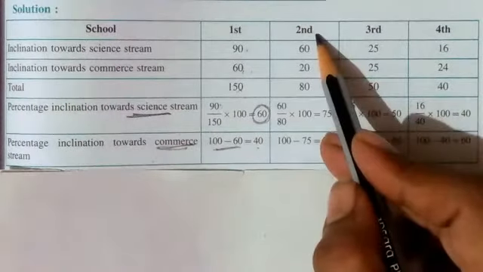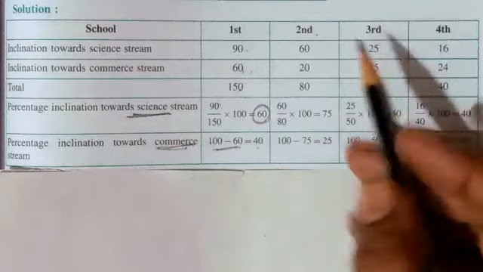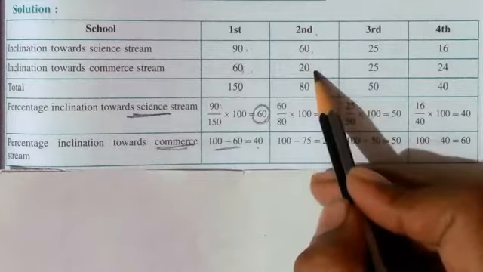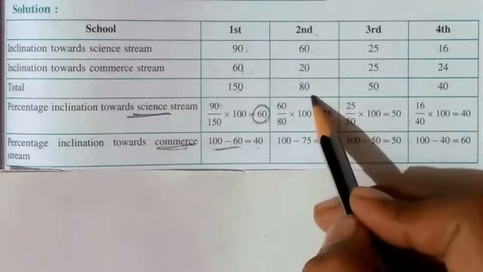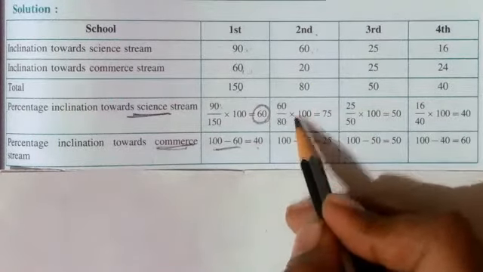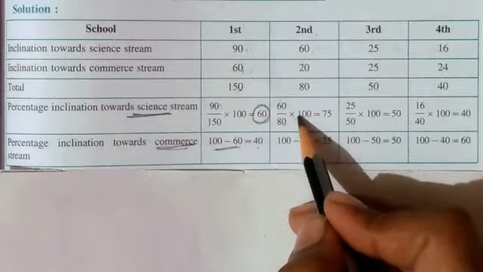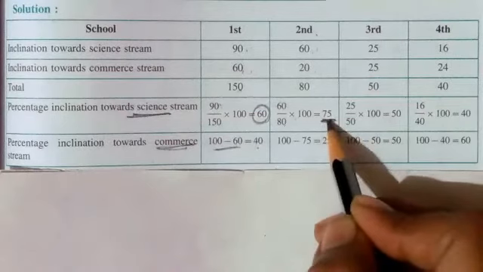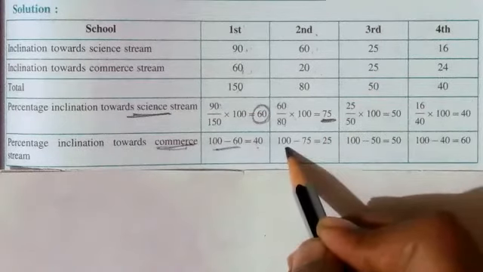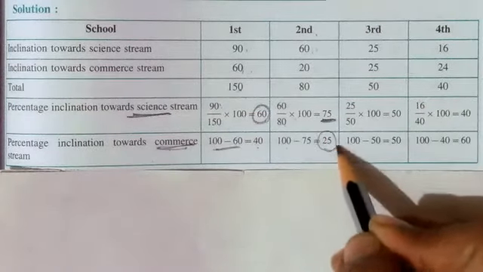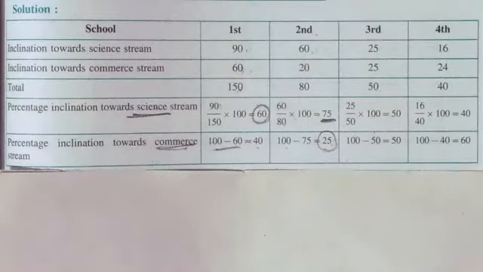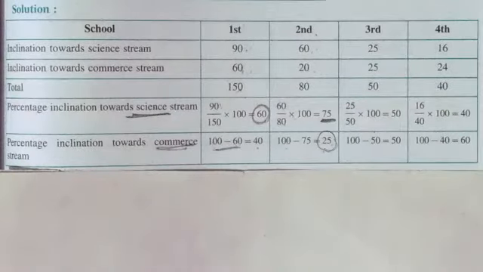If we look at the second school, then science students are 60 and commerce students are 20. So the addition will be 80. The percentage of science stream is 60 upon 80 multiplied by 100. The answer will be 75%. If we subtract this 75% from 100, then we will get the percentage of the commerce stream. Like that way you have to calculate the third and fourth school, which helps you prepare the graph.